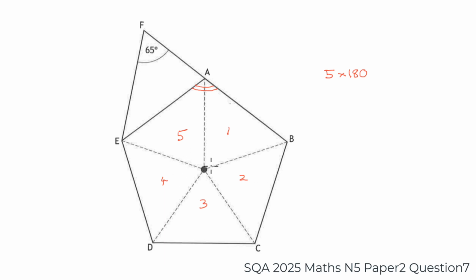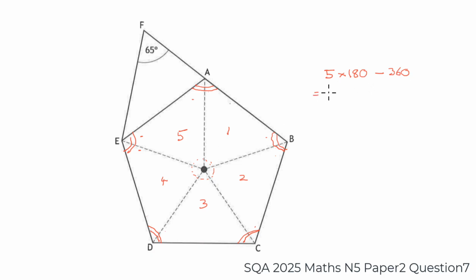Now we know that the 5 angles around here, the centre, add up to 360. So if we take away the sum of these 5 angles, this calculation will give us the total of these 5 internal angles of the regular pentagon. That's the 10 angles of these triangles. The sum of these will be the 5 lots of 180 minus the 360 at the centre.